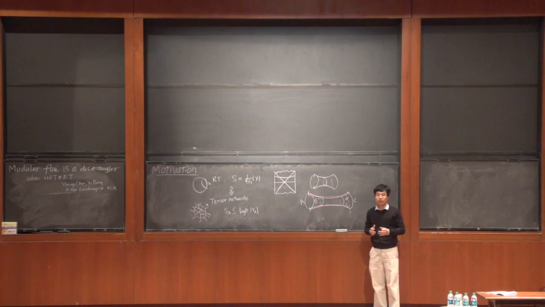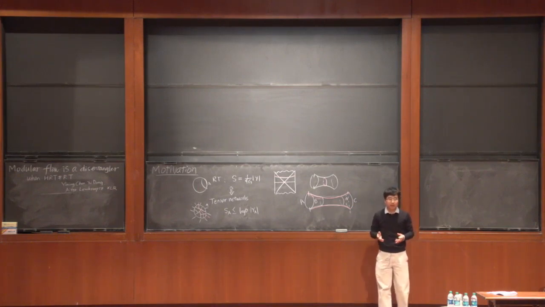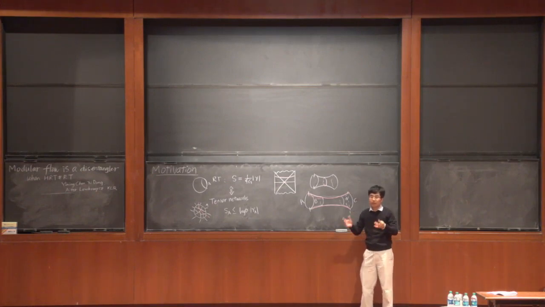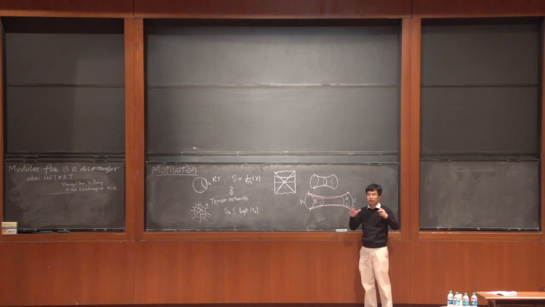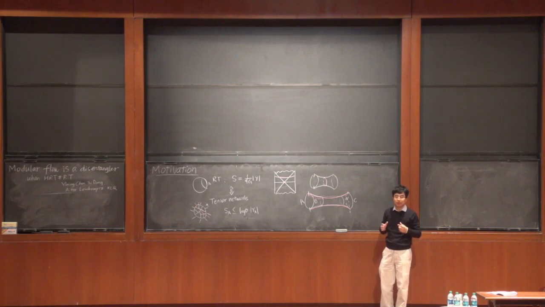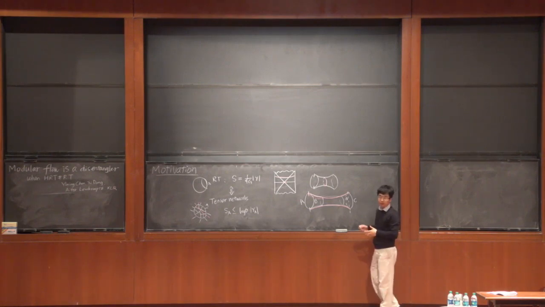Although, from the gravitational side, you may say it's easy to tell in which case the RT formula applies. Right? In which case the HRT surfaces intersect with each other. It happens when you have time reflection symmetry. But the fact that the HRT surfaces do not intersect is telling me that I cannot describe the state by some tensor network, and that's some quantum information property of the state. So I want to make this more quantified. That's the motivation of this work.